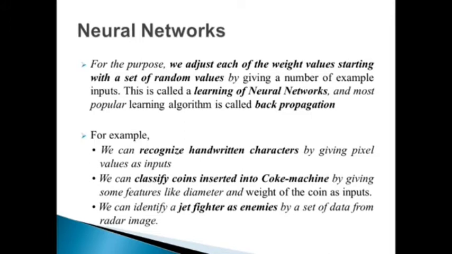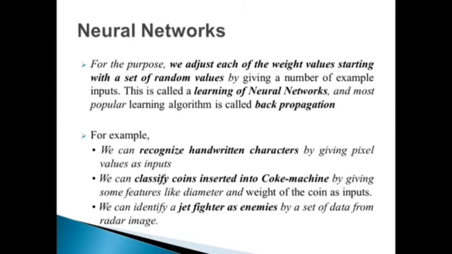And then we have an example for neural networks: how we can recognize handwritten characters by giving pixel values as the input. If you need to recognize handwritten characters, the input you give to the neural network is the pixel values. With that, it identifies which character a pixel pattern corresponds to, so that it is easy to recognize a particular character.